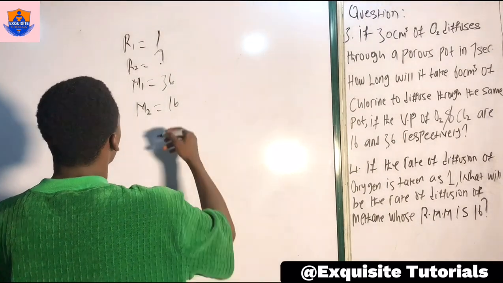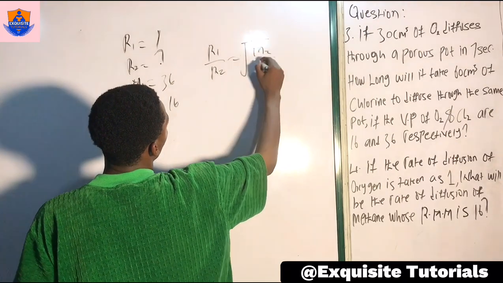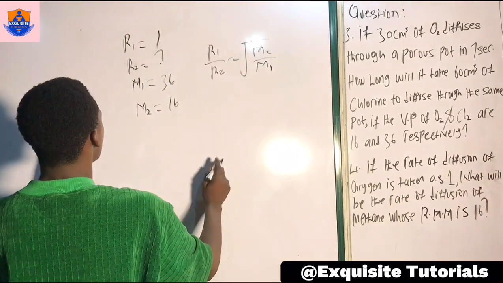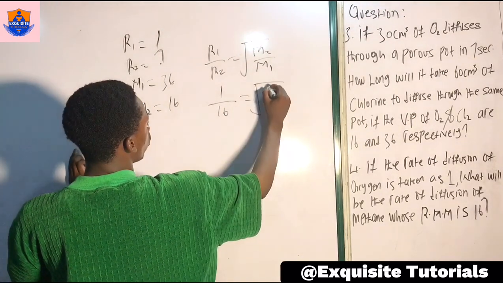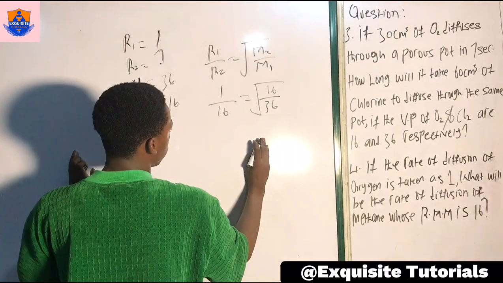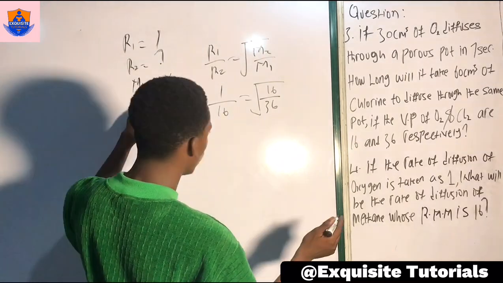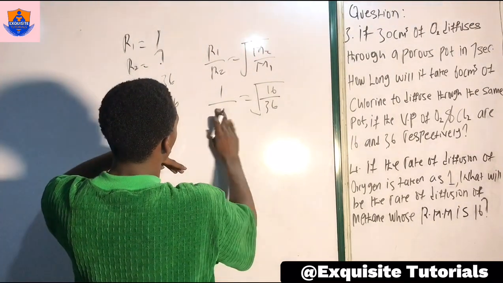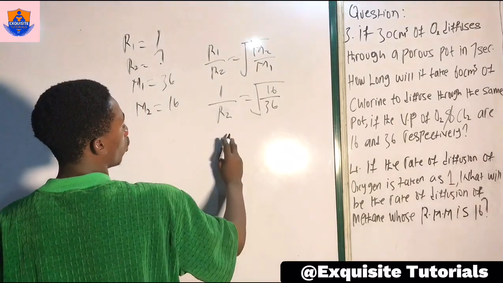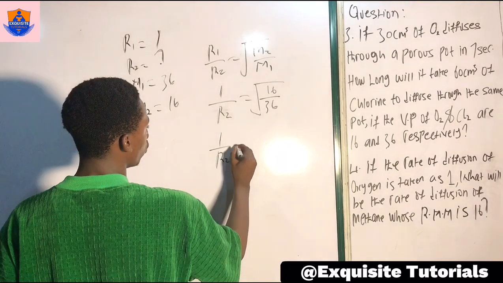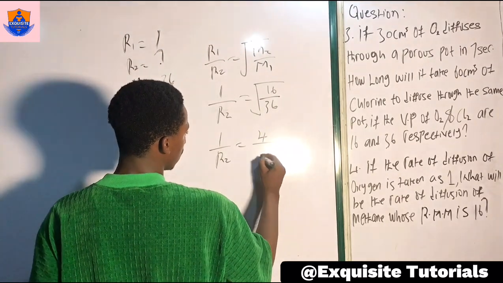So the formula is R1 over R2 is equal to root M2 over M1. R1 was given as 1, over R2, is equal to root M2, which is 16, over 36. The rate R2 is unknown, so we are left with R2. What do we do? R1 over R2 gives us the square root of 16, which is 4, over the square root of 36, which is 6.